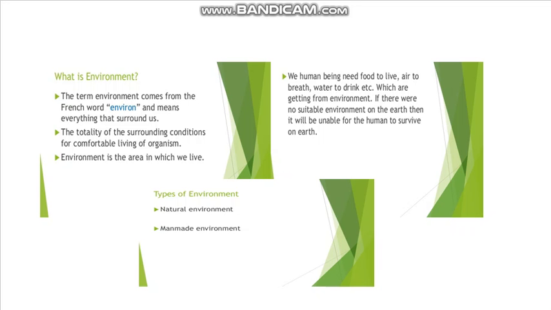Students, there are two types of environment. One is the natural environment and the second is the man-made environment. The natural environment includes air, water, forests, all the things which are already present. The man-made environment is made by human beings, such as dams.